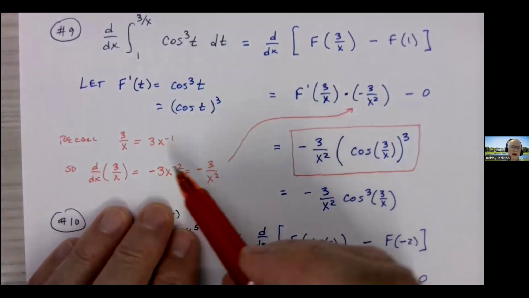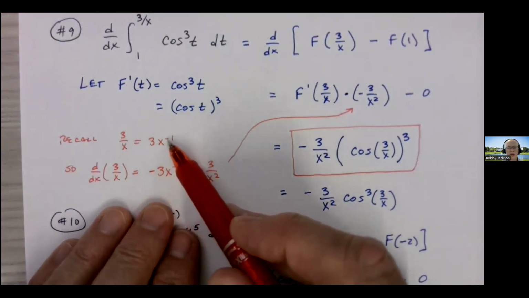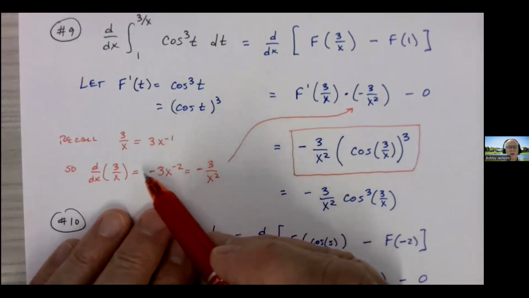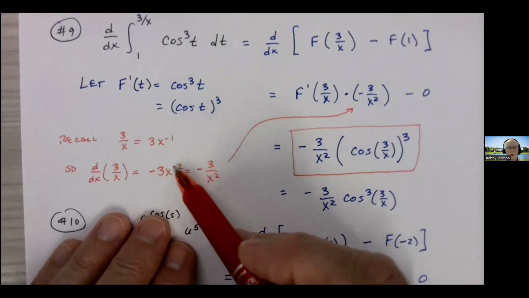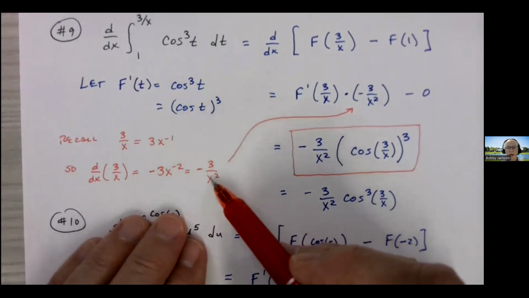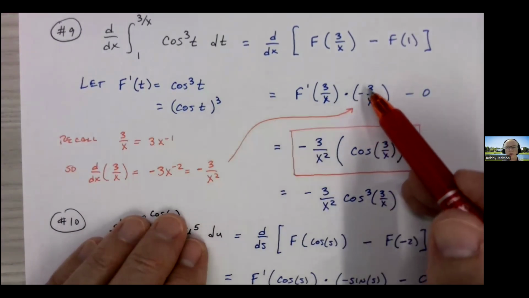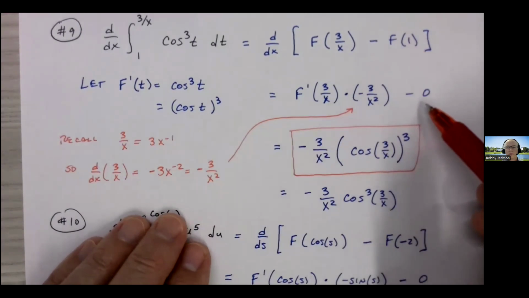And if you don't remember that, I just have you recall that 3 divided by x is the same as 3 times x to the negative 1 power. So when I differentiate, negative 1 comes down, negative 3x, subtract 1 from negative 1, negative 2. So I get negative 3 divided by x squared. There's our derivative of that. F of 1 is a constant, so the derivative is 0.